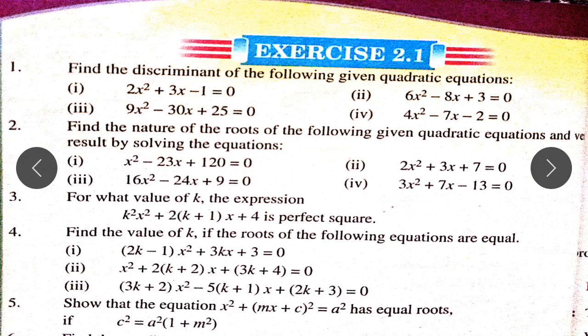As far as exercise 2.1 is concerned, the first question is find the discriminant. This part is solved, and these 3 parts can be easily solved by you. Then the second is find the nature of the roots, meaning the nature of the roots can be found with the discriminant. You will find the nature of the roots from the discriminant, then you will write the statement that what type of roots are here. Then you can go with the verification as well and verify the result by solving. You can solve the equations. If it can be factorized, you can go with factorization, otherwise the quadratic formula.